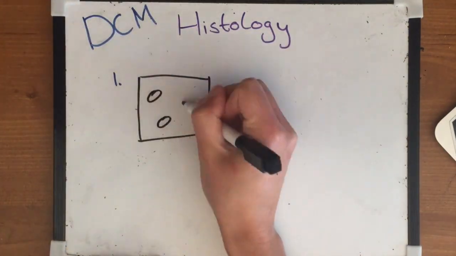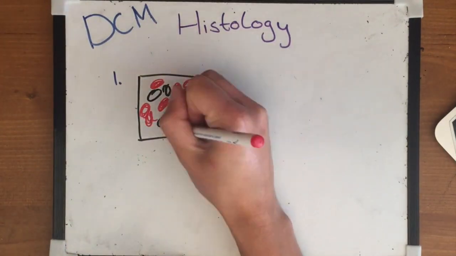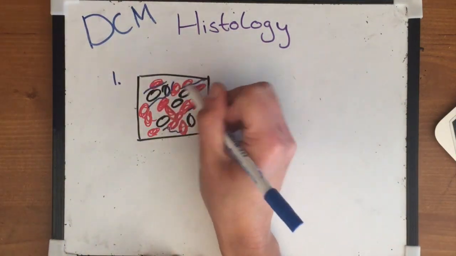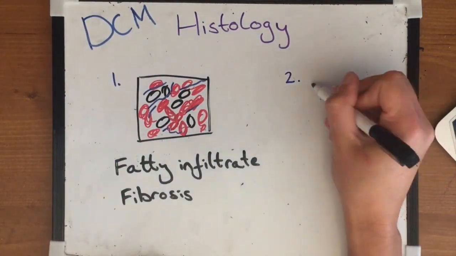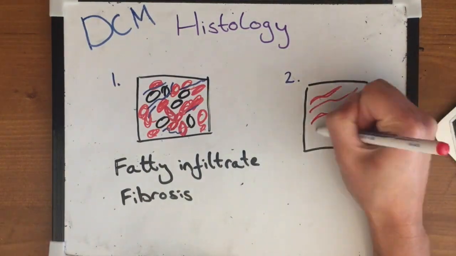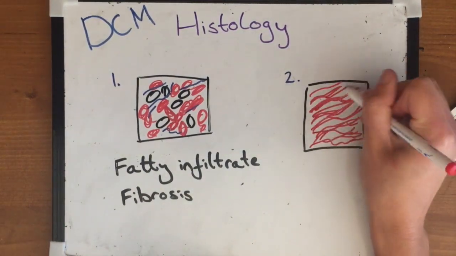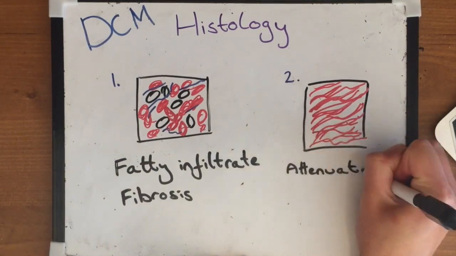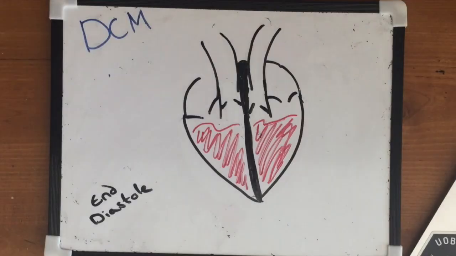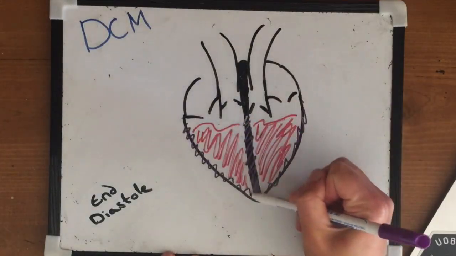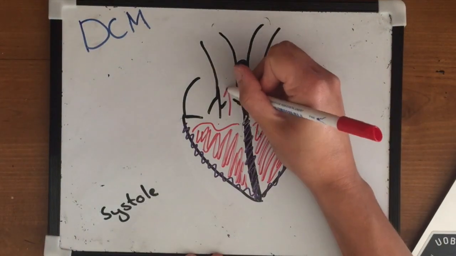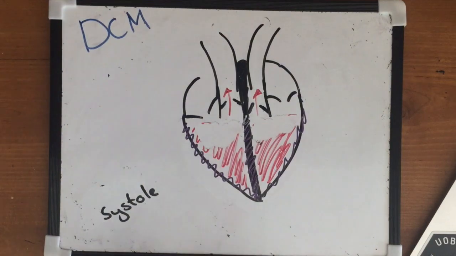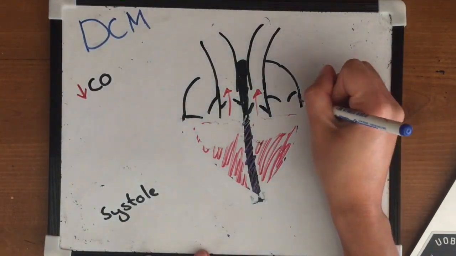Histologically, it can be seen as 2 distinct forms, the first in which there is fatty infiltrate with degeneration and fibrosis, and the second where myofibers appear thinner and wavier than normal. This is described as attenuated wavy fiber. Overall, the diseased myocardium causes failure of one or both of the ventricles to contract during systole. This causes reduced cardiac output, as less blood can be pumped out of the heart.